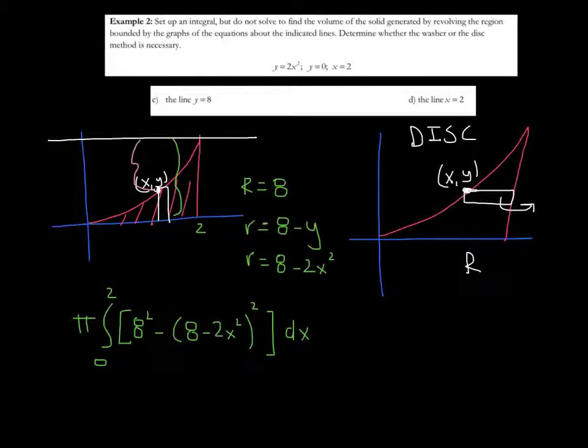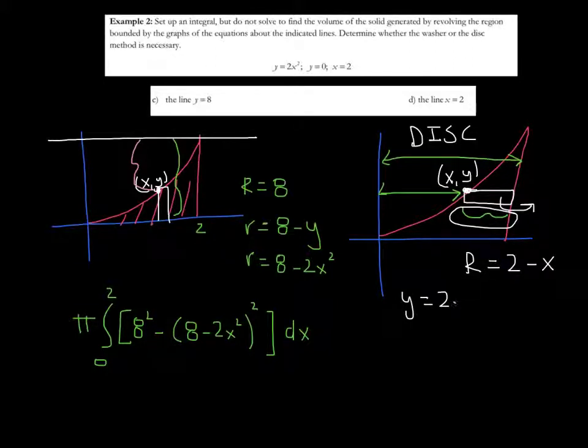So capital R is simply going to be this distance right there. It's going to be the radius. So we need basically to do 2 minus x. 2 is the entire distance, and x is this distance, so that's going to give us this distance right there. So r is 2 minus x, but this is a dy strip, so everything needs to be in terms of y, so we are going to solve this equation for x.